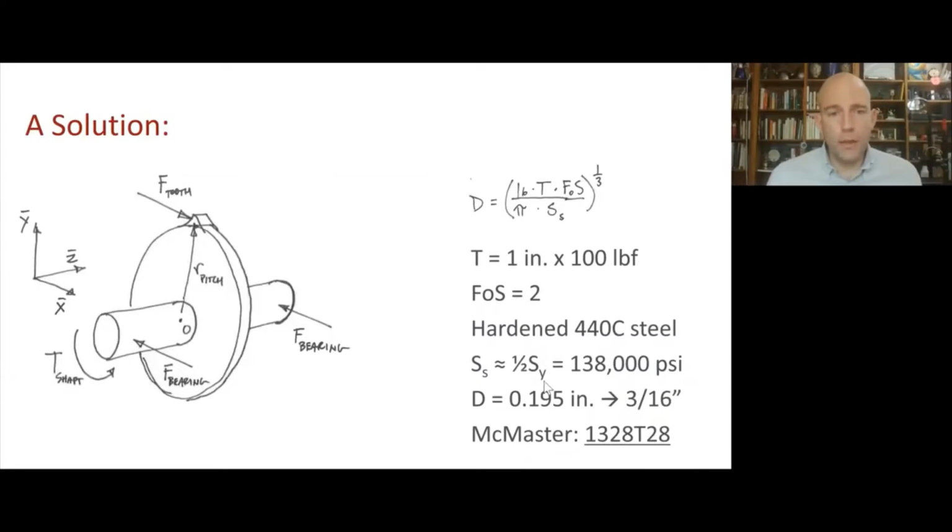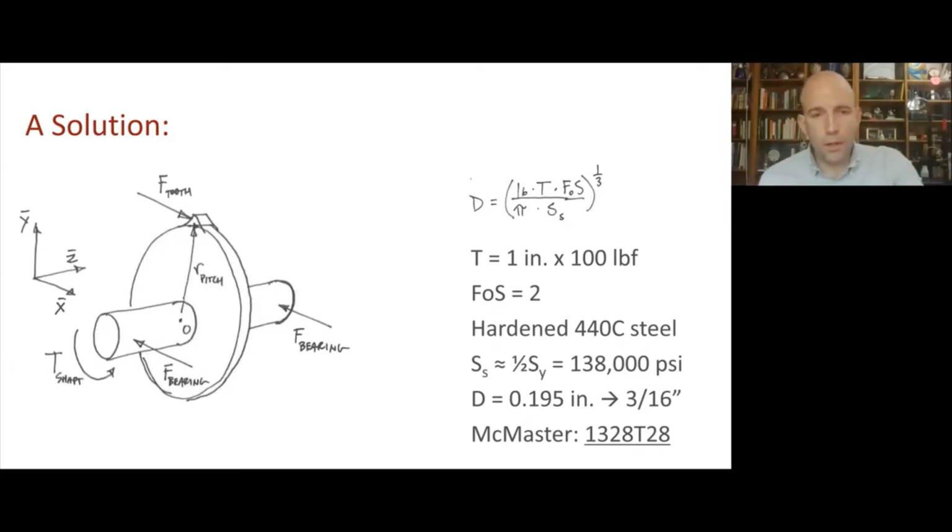The yield strength for 440C hardened stainless steel is like 275 KSI, and for steels, usually the shear strength is about half of that value if you don't find a value when you look for a particular material, and that would be 138,000 PSI. If we plug all these things into our equation, we get a diameter of 0.195 inches, and that's pretty close to 3/16 of an inch. Here again, it's close, but it's like 3% bigger than this fractional value, but they don't sell shafting in this diameter, and this is pretty darn close. We've already got a factor of safety 2 in there, so it's probably going to be all right.